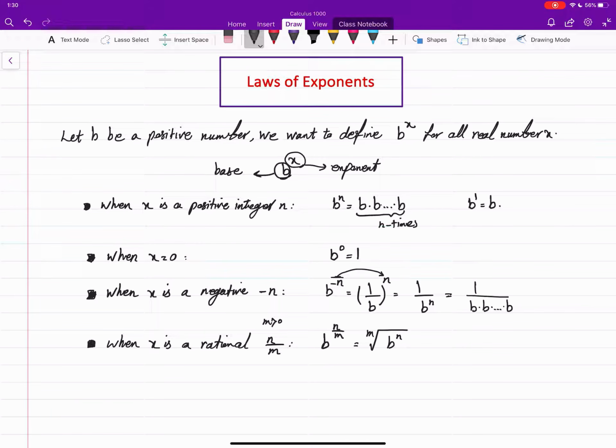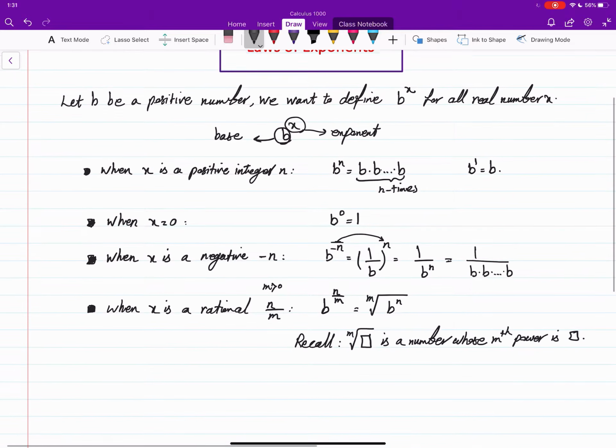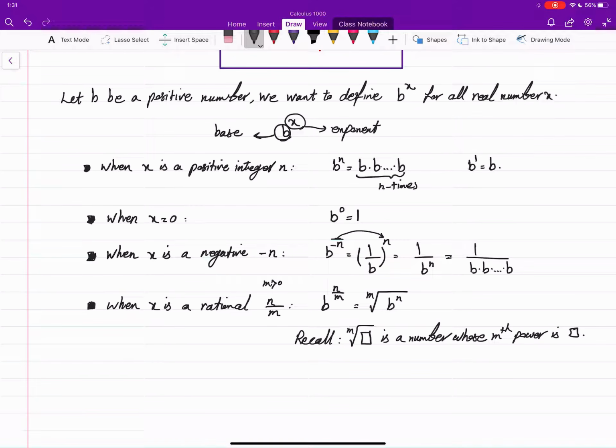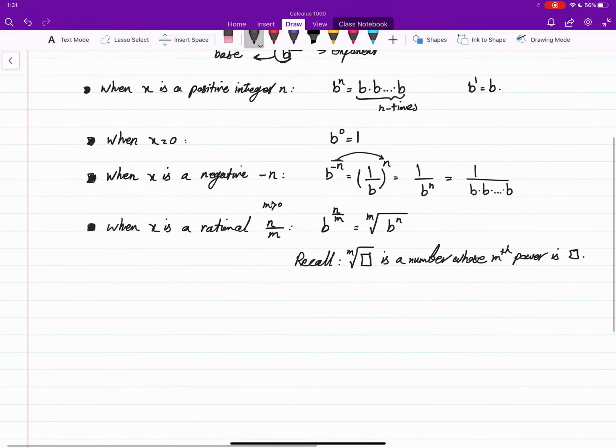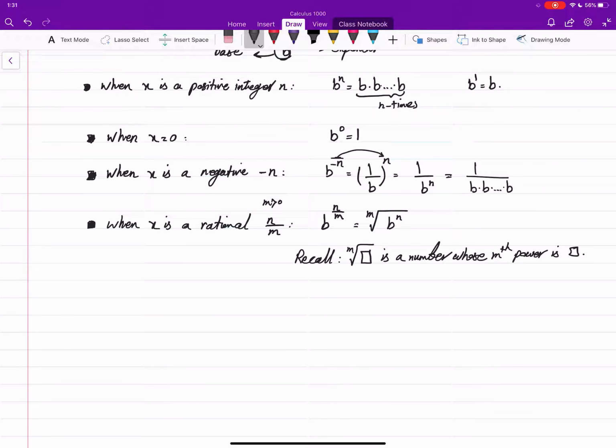And by mth root, recall that the mth root of a number is a number whose mth power is equal to that number. So when you raise that to the power m, you get the original number back. Okay, this is the end of the way we can define exponents algebraically.